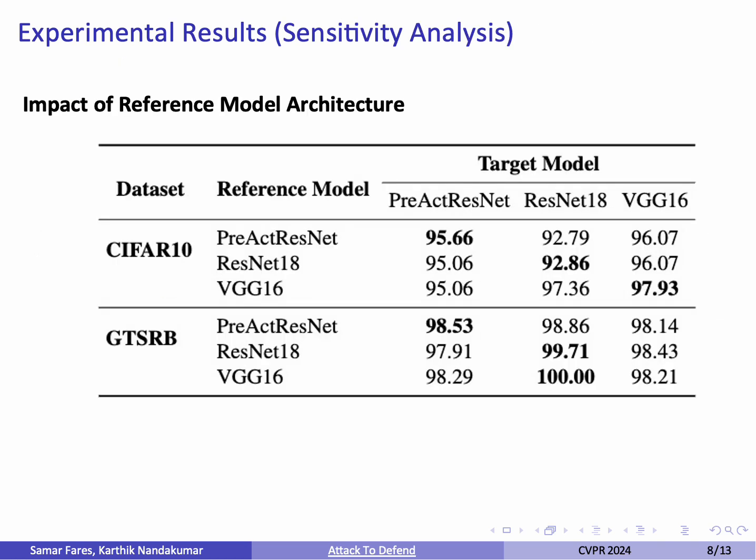To evaluate the impact of reference model architecture, we consider three architectures: ResNet, ResNet 18, and VGG 16, and use all possible combinations of these architectures for target and reference models. Interestingly, our findings in this table indicate that the architecture of the reference model itself doesn't significantly affect the detection accuracy. While the detection accuracy is marginally higher in cases where the reference model architecture is the same as the target model architecture, good detection accuracy can also be achieved in the black box scenario when the two architectures are different.